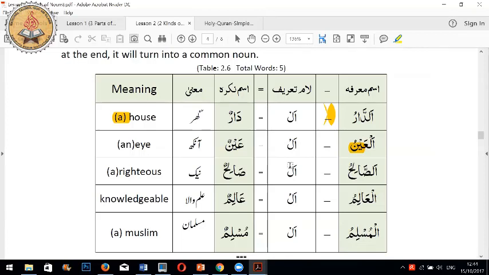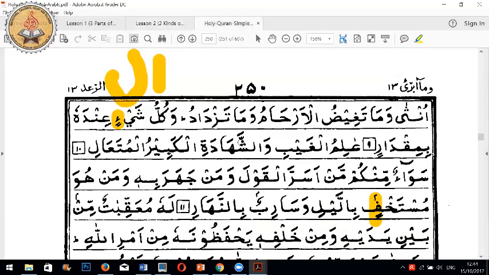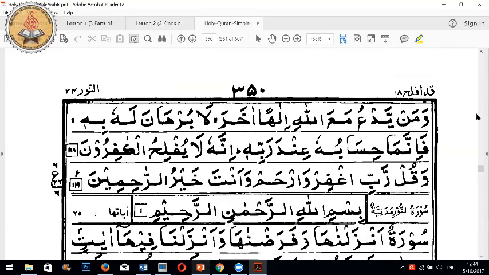So table number 2.5 and 2.6 is a good exercise in which you can convert any common noun ending on tanween to a proper noun starting with alif lam, and remove it vice versa. And the whole of the Holy Quran is a good exercise for you. If I go to page number 350, remember, this is ilahan. So if I remove tanween, it will be al-ilaha. One fatha will remain, one fatha will go.